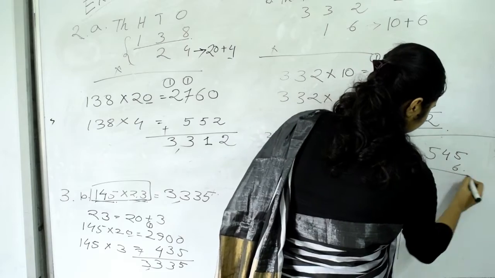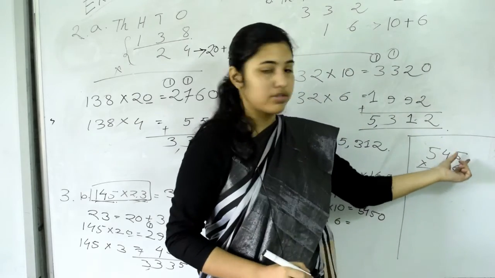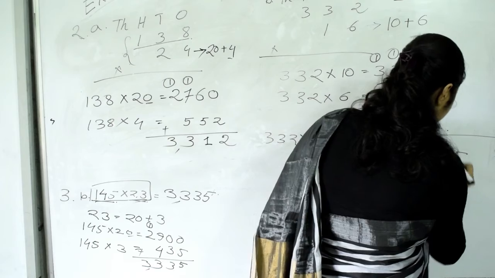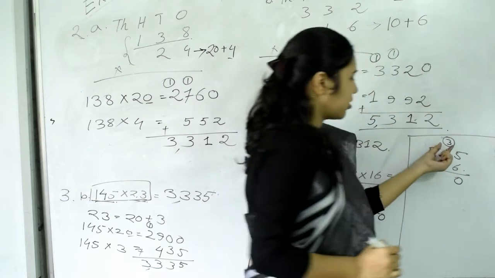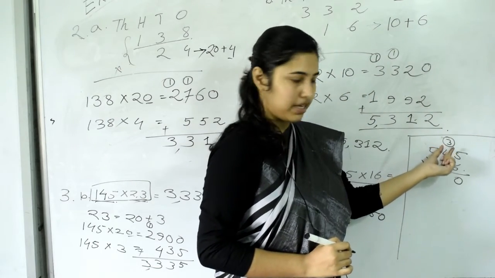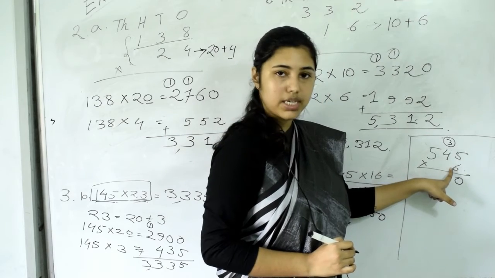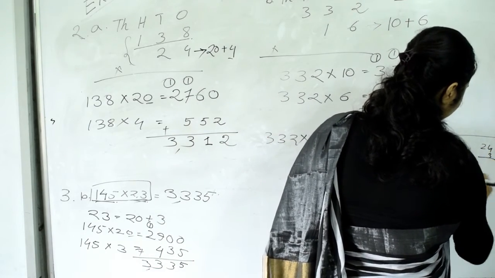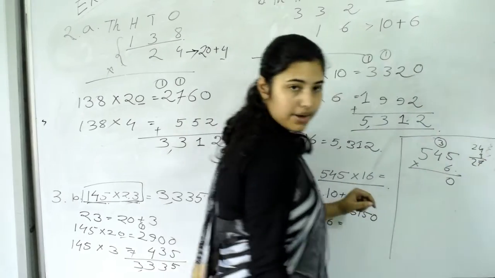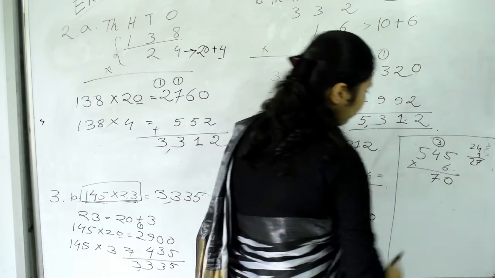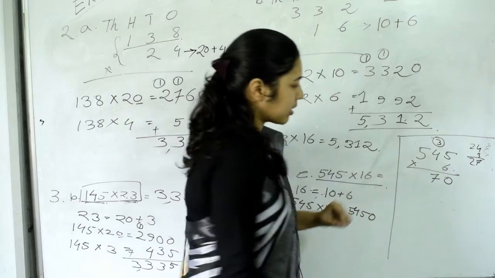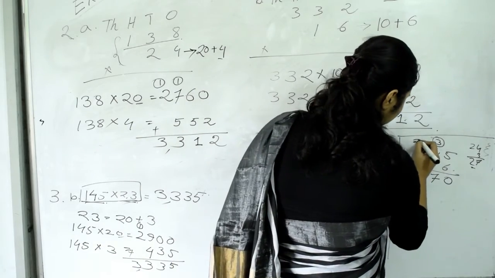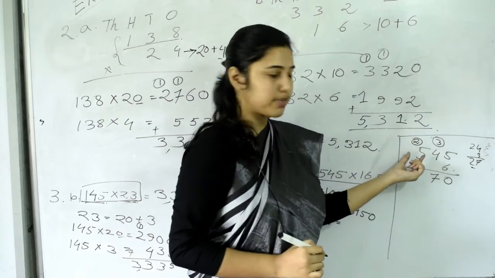Now 6 5s are 30. Carry 3 in tens place. Next 4 6s are 24. Now 24 plus 3, 27. Now write 7 in tens place and carry this 2 here in hundred place.